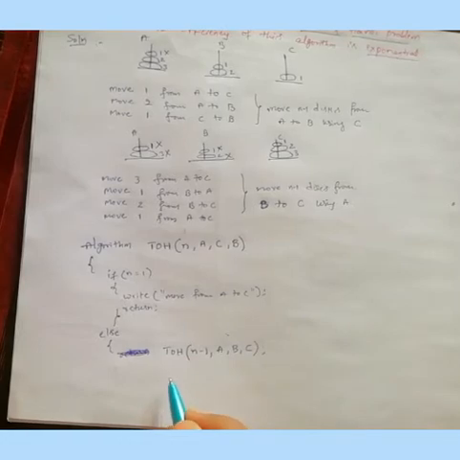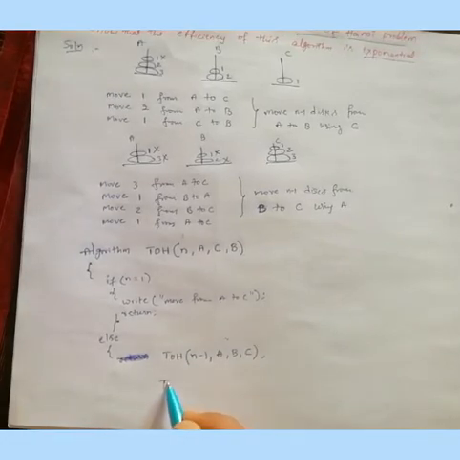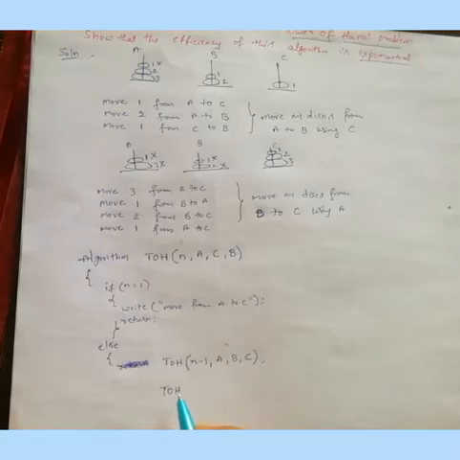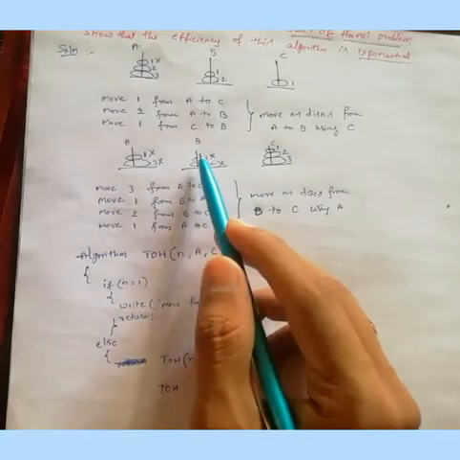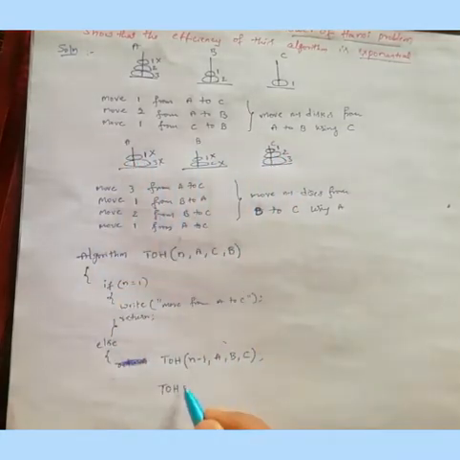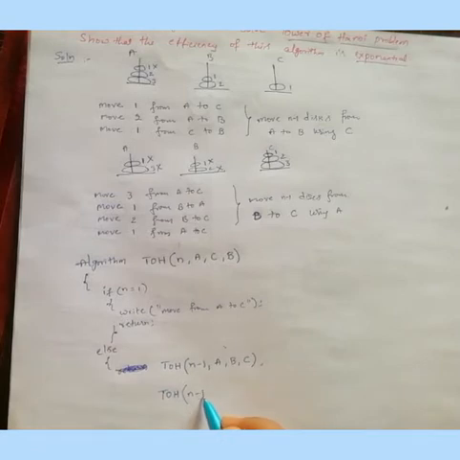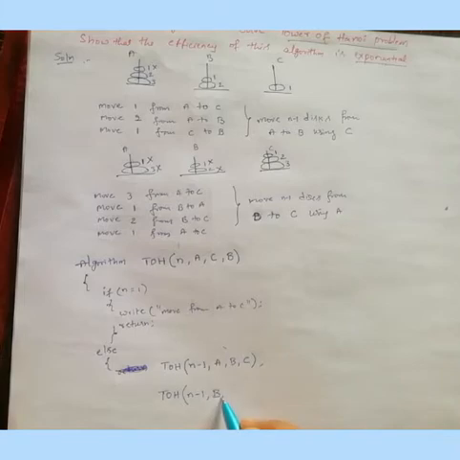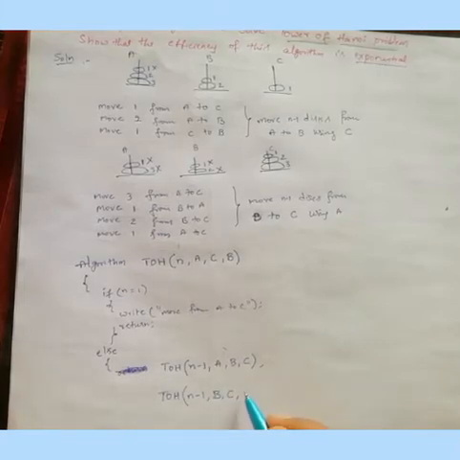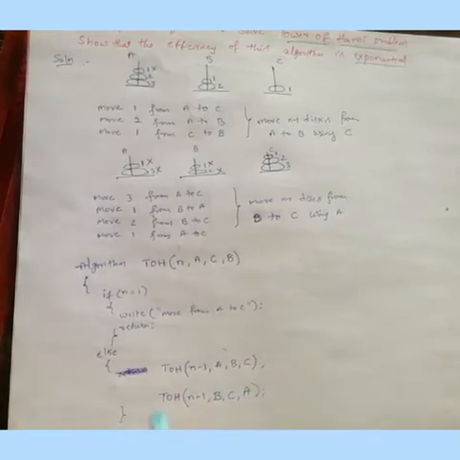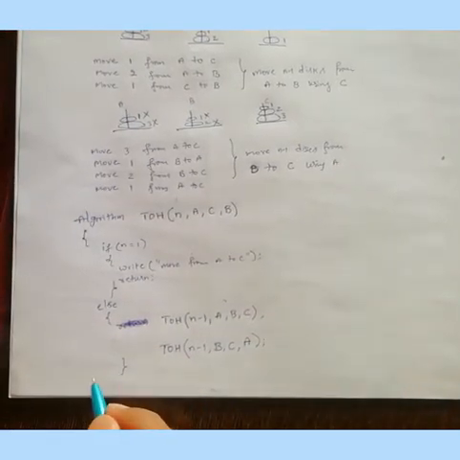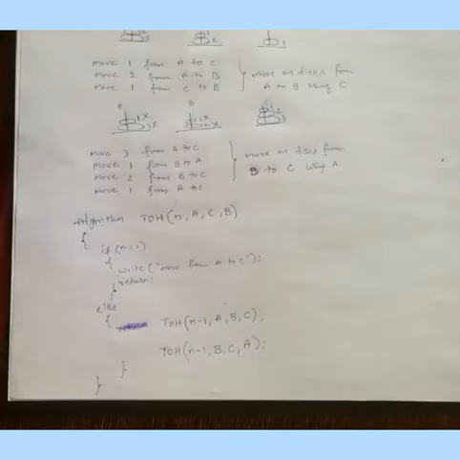Now again call the same function. Two times we have to call the function, because again we have to move n minus 1 disks from B to C by making use of A. How many disks? N minus 1 disks from B to C by making use of A. And close this and close your algorithm. Okay, so this is the algorithm.